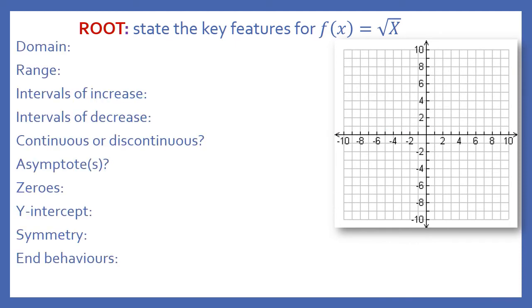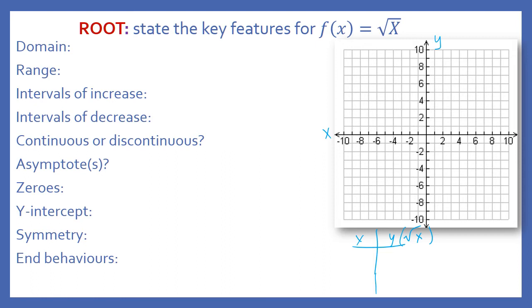Our next function is the root, so square root of x. And if we want to come up with some key points, here we can't pick -2 or -1. In fact, you can't pick anything negative. You can't take the square root of a negative. And while you can take the square root of anything 0 or above, we want to stick to nice numbers.